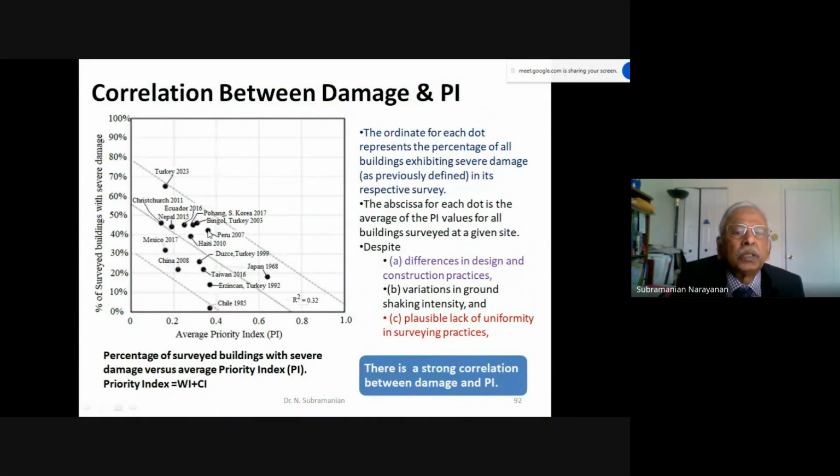And then this shows the correlation between damage and the priority index. Priority index is wall index plus column index. So you see that in Turkey, there is a 70% damage, whereas in Chile and other places where they have more wall area, it is nearly equal to 0% damage.